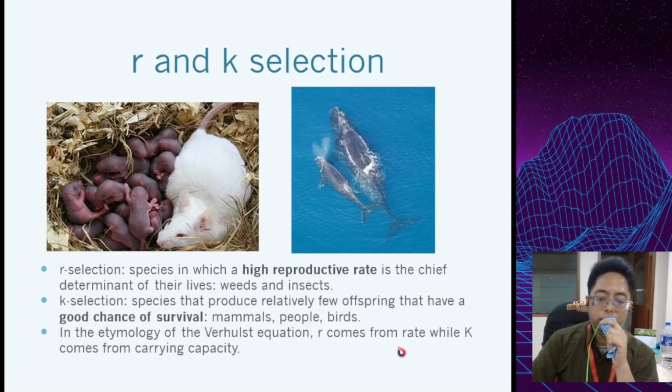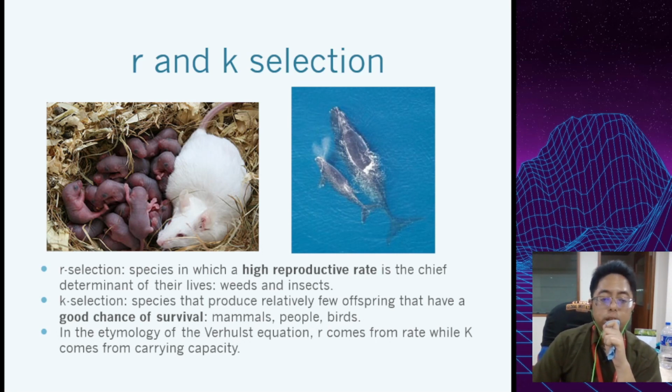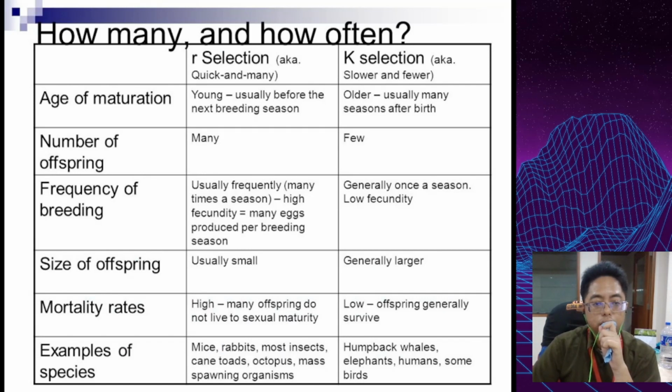R and K selection. Okay, R is the species with a high reproductive rate to survive. For example, weeds and insects, and also you can see in this picture, rats. K selection: species that produce relatively few offspring that have a good chance of survival. For example, mammals, people, and birds. So in the etymology of the Verhulst equation, R comes from rate, K comes from carrying capacity.